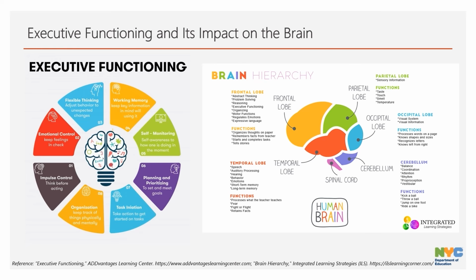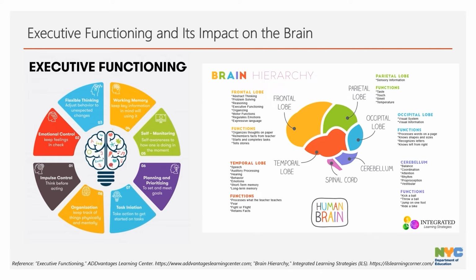Executive functioning and its impact on the brain. Executive functioning relates to brain processes such as working memory, self-monitoring, planning and prioritizing, task initiation, organization, impulse control, emotional control, and flexible thinking.